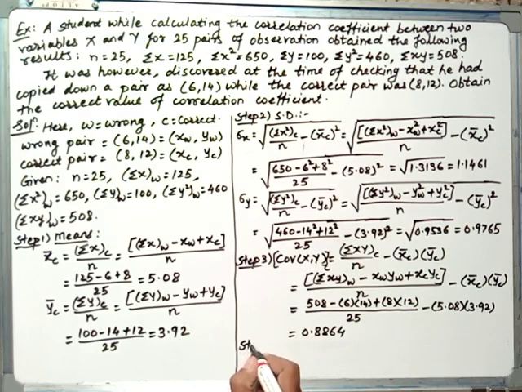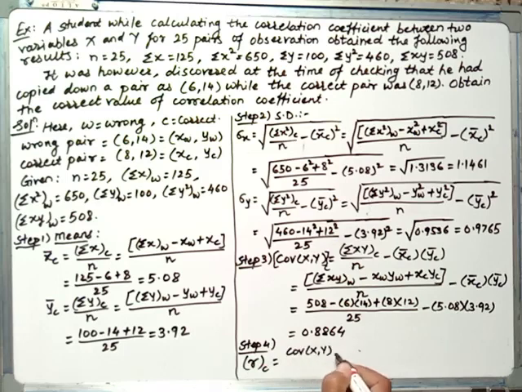Now step 4 is for what? R, but which one? The wrong or the correct one. So covariance between x and y, which one? Correct one, upon sigma x correct one and sigma y also correct one.